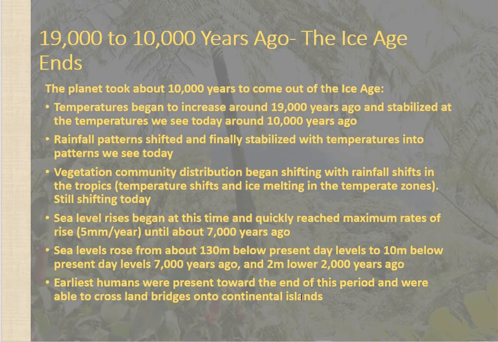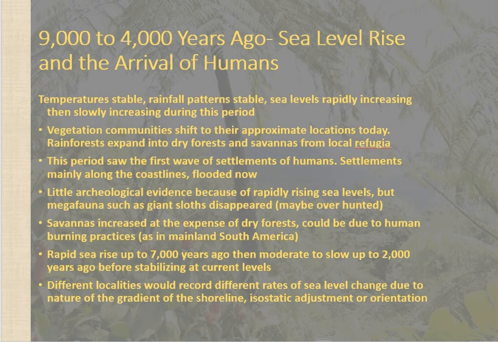So during that time, as you saw, all that land was joined together and so on, and humans were able to move around a bit more easily, particularly on the continental islands like Trinidad. As you could see, people could just walk across to Trinidad. So, expanding on that, the arrival of people. So, 9,000 years ago, the temperatures had stabilized, the rainfall patterns had stabilized, the sea levels were still rising, but at about 2,000 years ago, sea levels had stabilized.